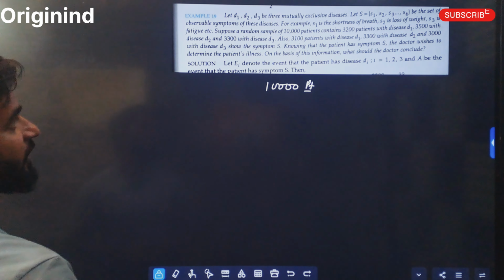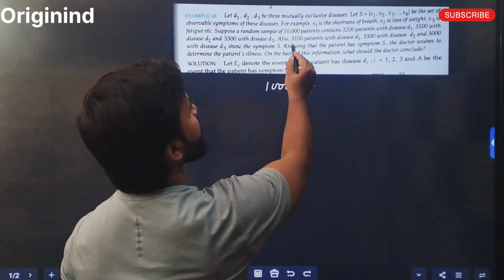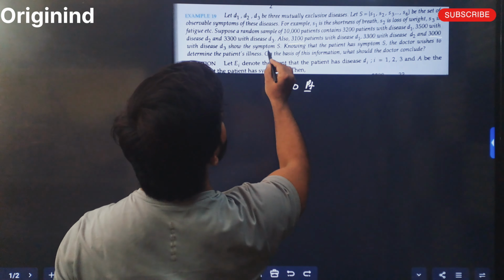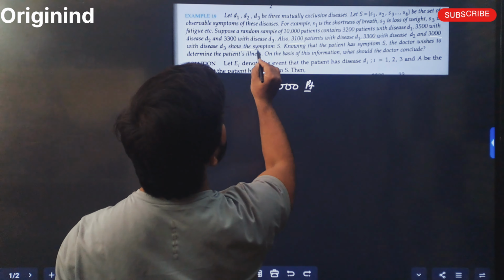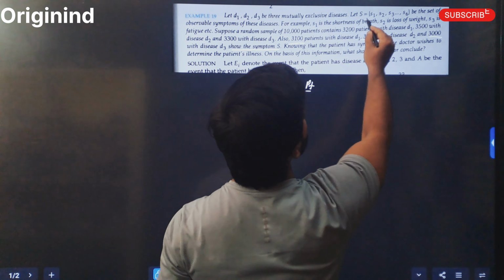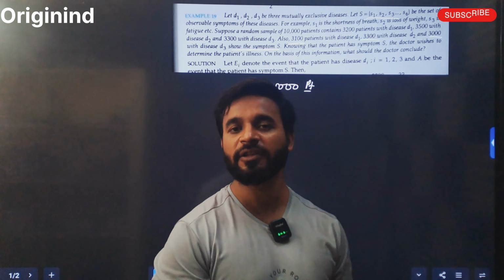Also, 3,100 patients with disease D1, 3,300 with D2, and 3,000 with D3 show the symptoms S. It means S is this set, any one of them. Clear or not? Knowing that the patient has symptom S, the doctor wishes to determine the patient's illness on the basis of this information. What should the doctor conclude? This is a good question for the law of total probability and Bayes theorem also.